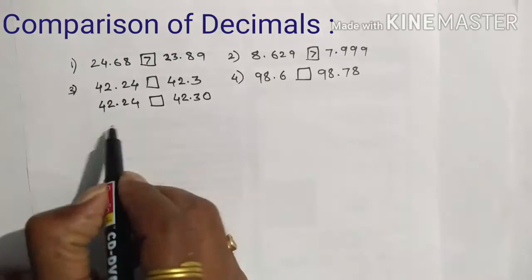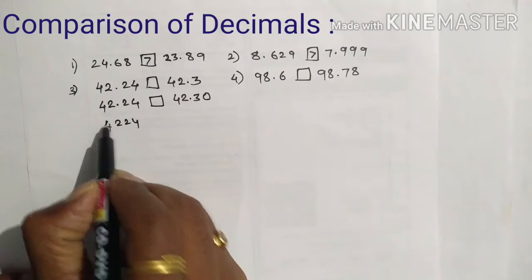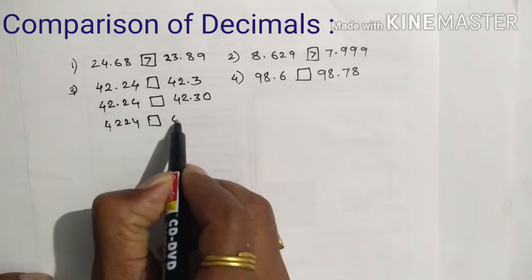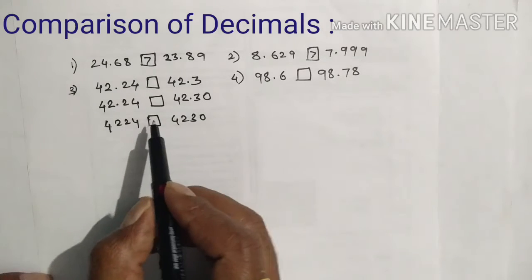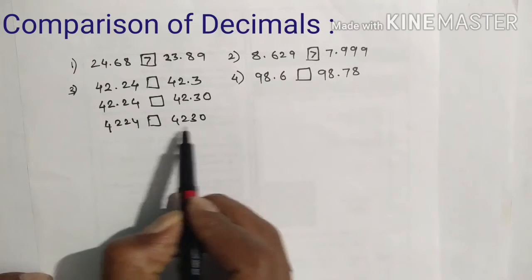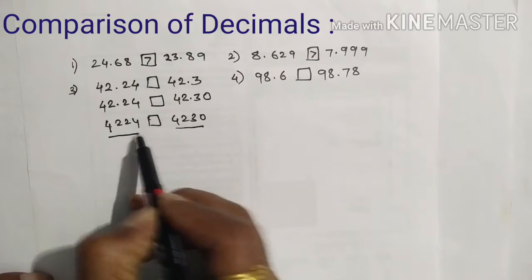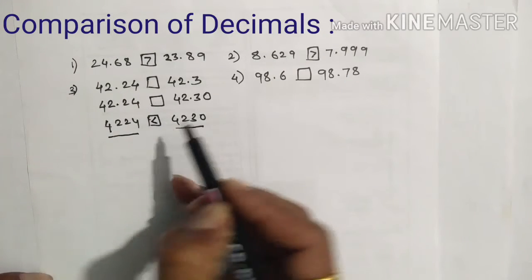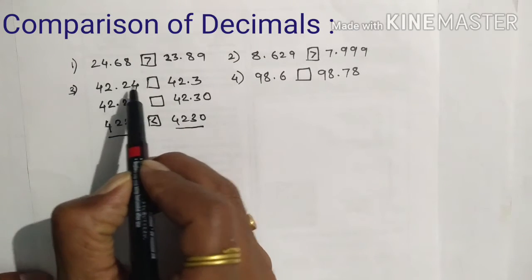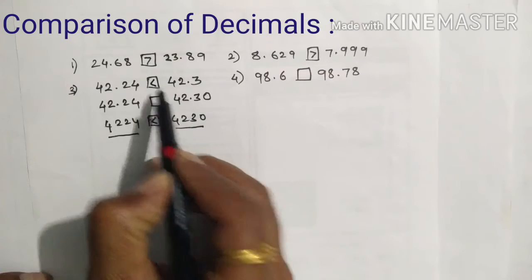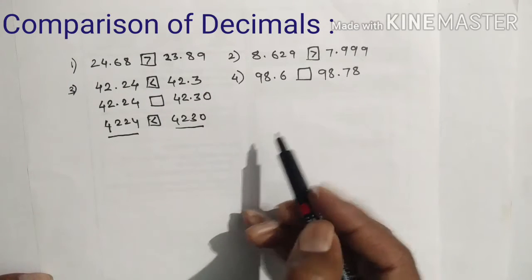Now consider it as 4224 and 4230. Like whole numbers, we compare them. Yes, we know that 4230 is greater than 4224. So we will place this sign. It means 42.24 is smaller than 42.3. Like this we have to compare.